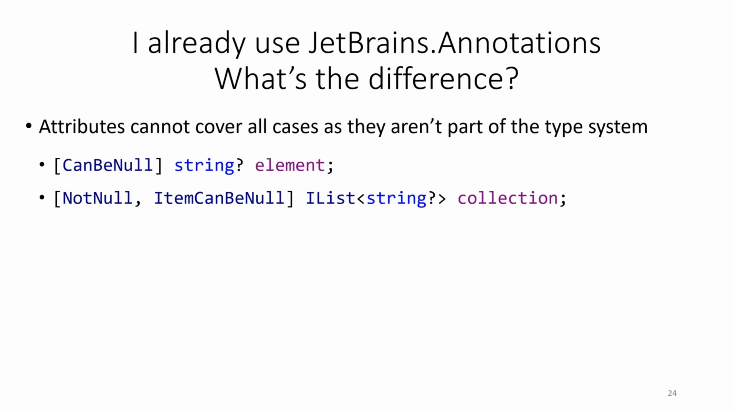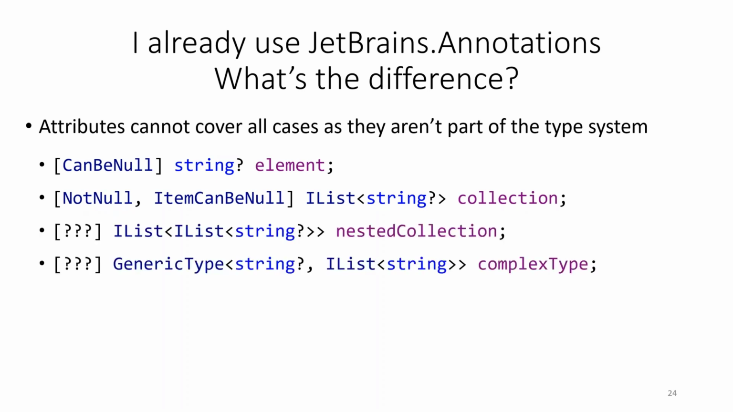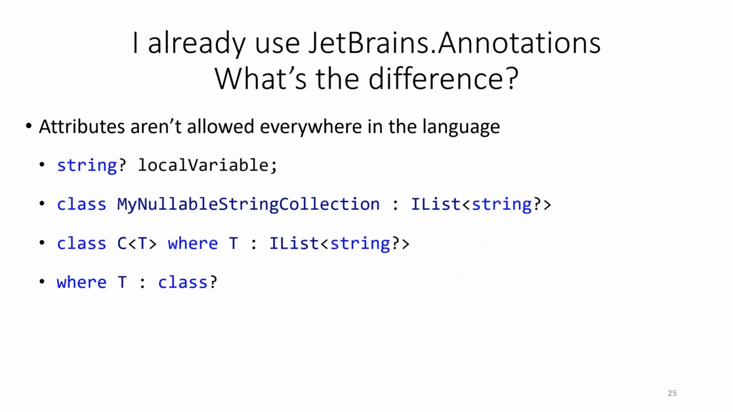And maybe you are already using something similar, for example, JetBrains.Annotations to augment your types with additional nullability information. For example, you can use CanBeNull and ItemCanBeNull attributes to annotate your fields and collections. But unfortunately, there were no attributes for nested collections and composite generics, and attributes aren't allowed everywhere in the language, so you couldn't annotate in this manner local variables, implemented interfaces, generic type constraints. So now with this feature, you can do all of this.